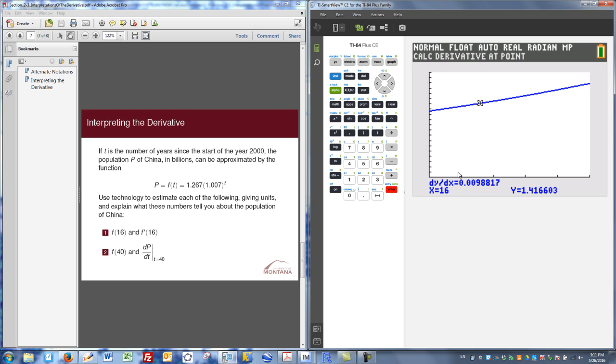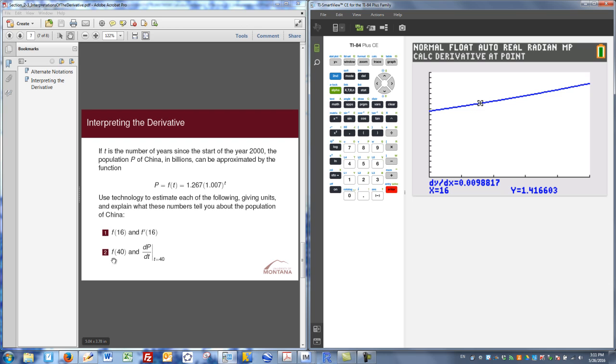So what is that telling us? It's telling us the change in population in billions per unit time, which here is years, when x is equal to 16. So in a sense, what we're getting is 0.009 billions. I think the way we would interpret this is roughly 9.8 million people per year is how fast it's growing in 2016, or that's what the model predicts instantaneously around the start of 2016.